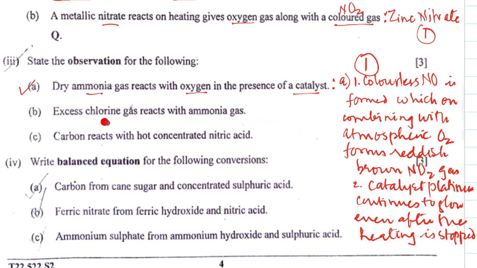We come to excess chlorine reacts with ammonia gas. Now excess chlorine with ammonia will form NCl3. So what is our observation for that? Yellow, oily, viscous, explosive, liquid, nitrogen chloride, I'm writing NCl3 because I don't have space, is formed.